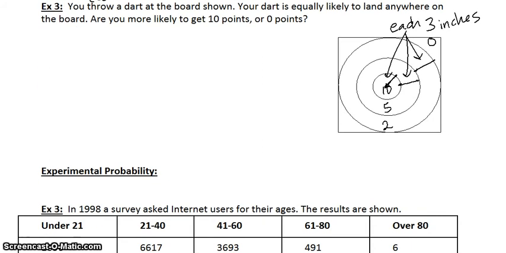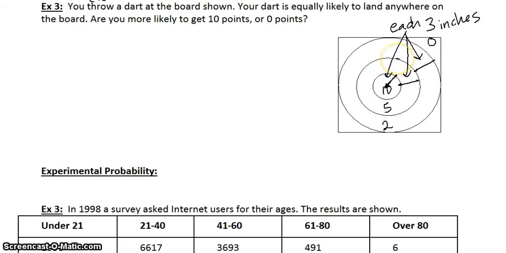Alright, so let's move on to example 3. So looking at this dartboard, each of the rings has a distance of 3 units here, and the radius of the center circle is also 3. I know that my picture is not drawn to scale, so the center circle should be a little bigger there. It's not, sorry. But it does have a radius of 3. So here are the point values: 0 if you get outside, 2, 5, and 10.